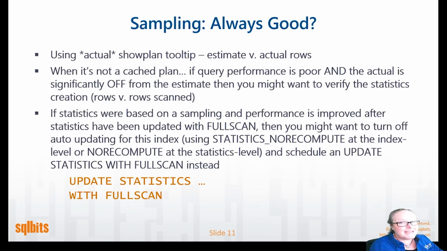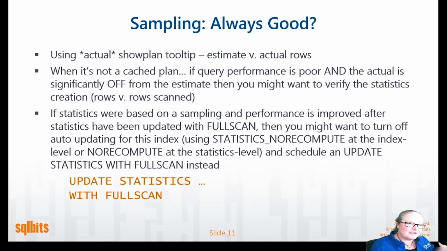And if they were sampled, then what I might first do is just do a regular update of stats, especially if they're old. So if they're sampled and they're old, the first thing I'm going to do is just see if updating them fixes it. So I might just do a regular update stats and run my query again. If my estimate is still off from actual, then I might do an update stats with full scan and then see if my estimate is still off from actual.